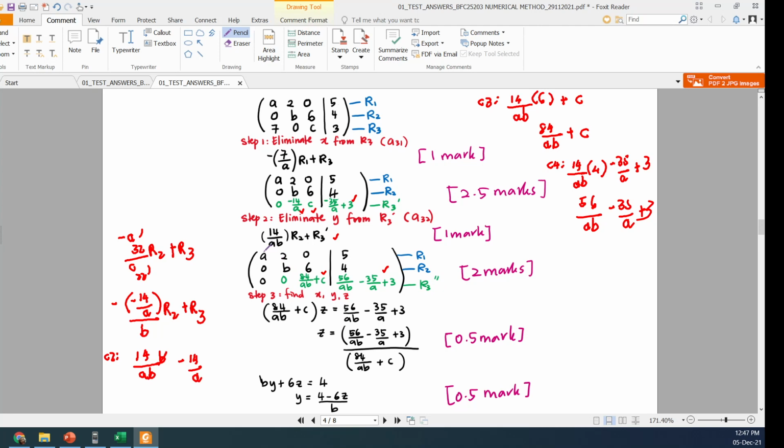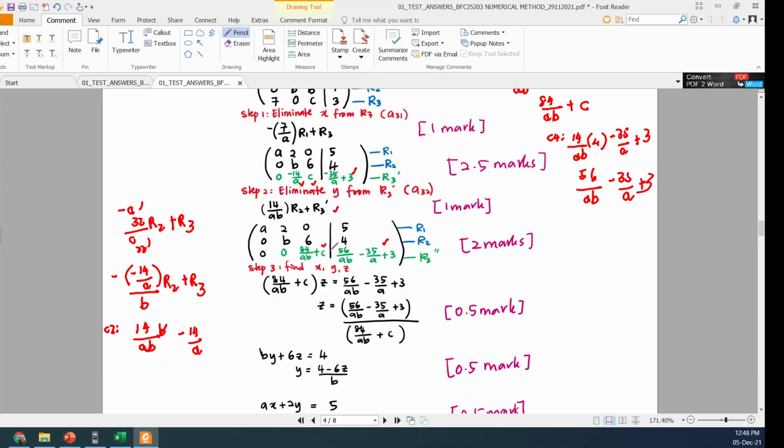And then, after one step, two steps, we reduce it to an upper triangular matrix and use the backward substitution technique. You can find your XYZ values from the last row. 84 over AB plus C, Z equal to 56 over AB minus 35 over A plus 3. Hence, Z is 56 over AB minus 35 over A plus 3, divided by 84 over AB plus C. Just leave it here.